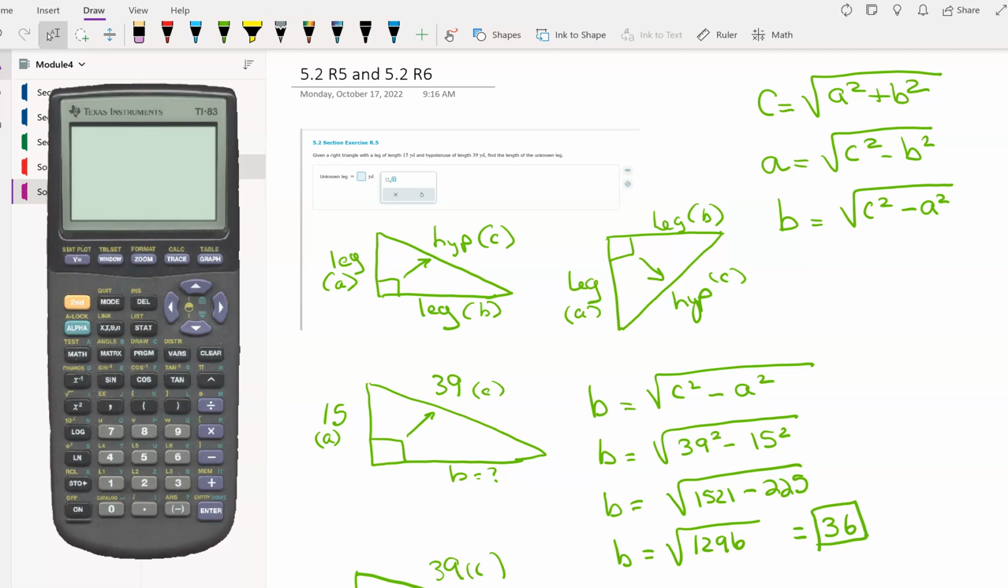All right, this is 5.2, R5, and R6. So here it says, given the right triangle with a leg length of 15 yards and a hypotenuse length of 39 yards, find the length of the unknown leg.